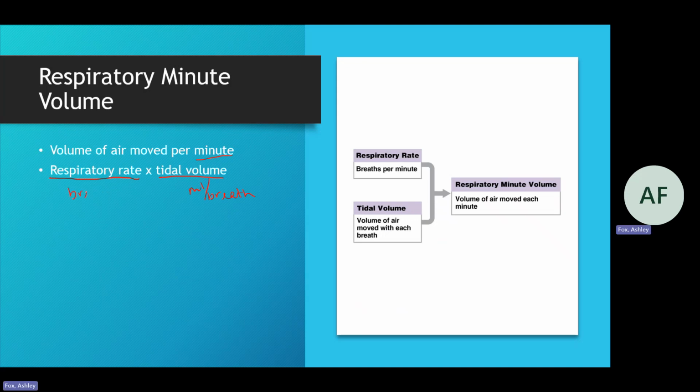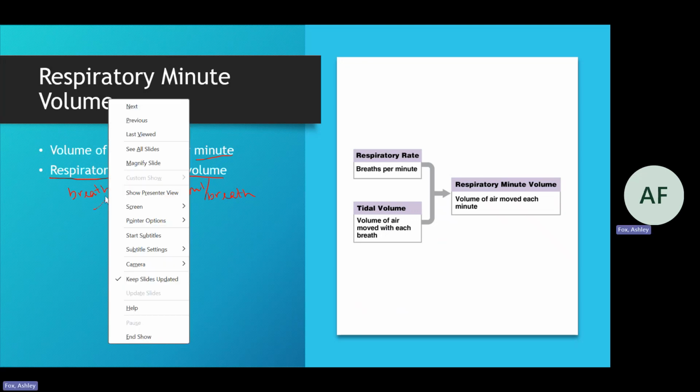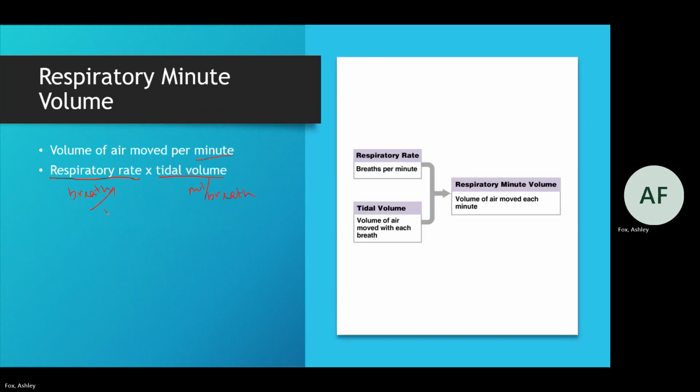Respiratory rate is breaths per minute. So we get mils per minute. So how much air is moving when we multiply this? So there's a total amount of air that's going to go into your lungs in a unit of time, meaning a minute. So this is going to tell you just kind of how much of the air is going to go in. And again, this is going to increase if you increase your respiratory rate, you're increasing the mils per minute of air that's going in.